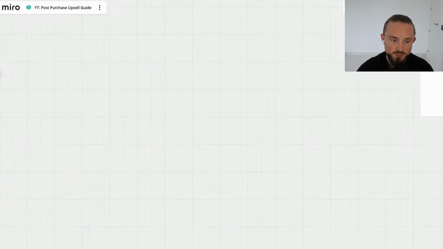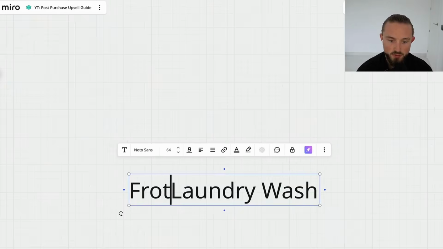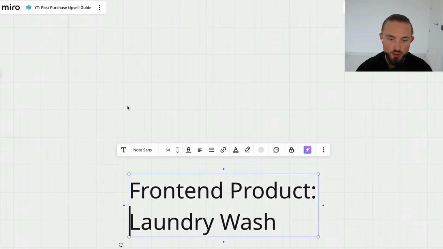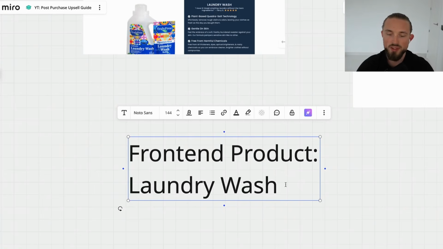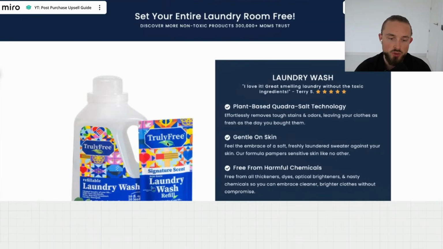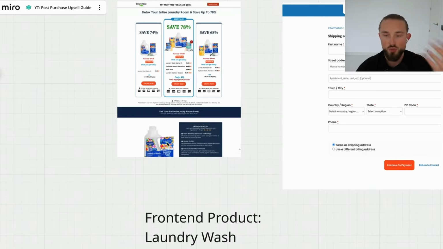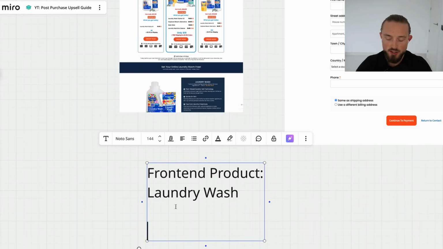So this is essentially, let me just make this a bit bigger. The front-end product is the laundry wash. You have to think about it like this. Now, this is a specific product for a specific pain point. If you look at the sales page, what is the main thing after the laundry wash? This is obviously the main toxin-free, chemical-free, super organic, super healthy product for the children. The long story short is that this optimizes the laundry specifically.